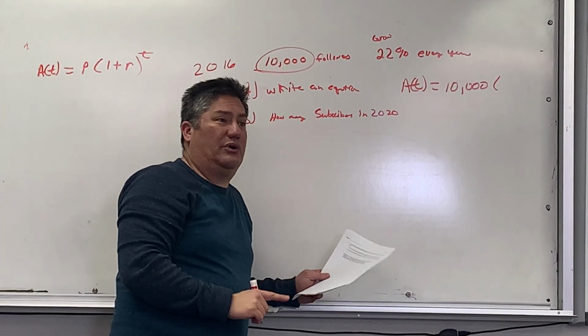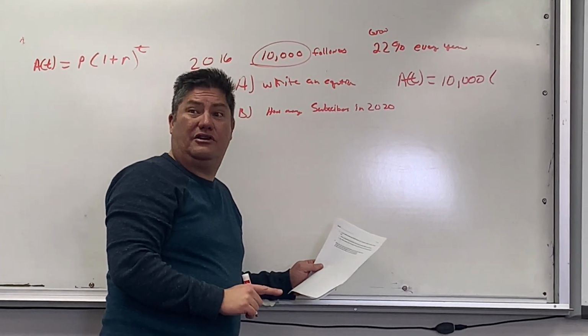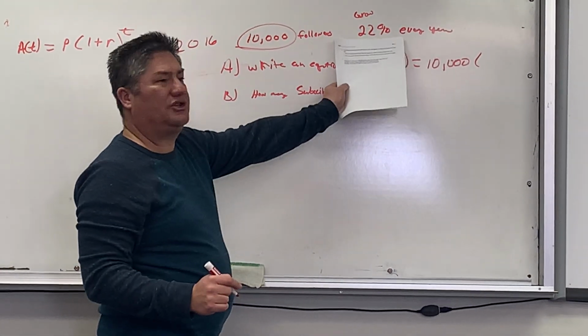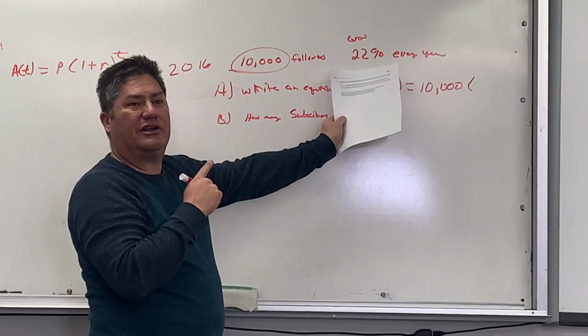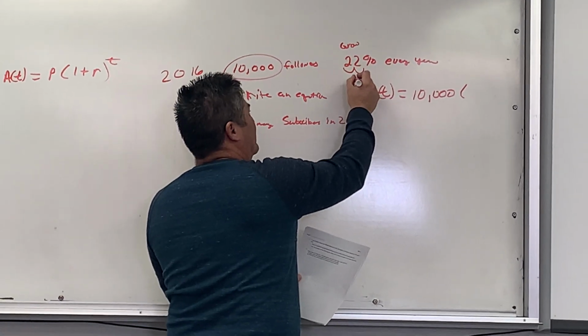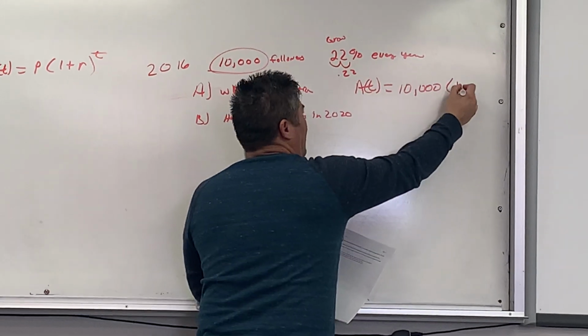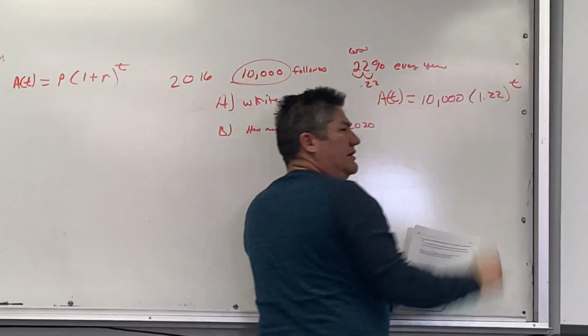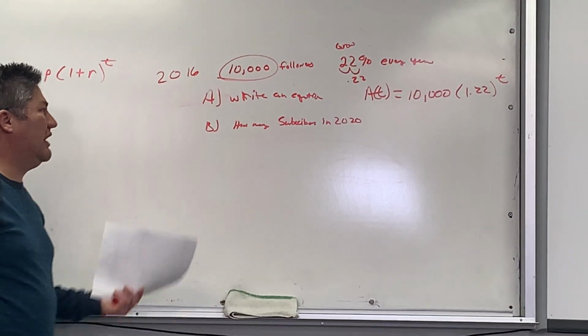Don't go 22. I see some kids write 23 in here. Don't go 1 plus 22. Go 1 plus what? How do I change that percent to a decimal, right? So it's point what? 22. So don't forget to change it to a decimal. So it's 1.22 raised to the t. Okay. Now I'm ready to go.